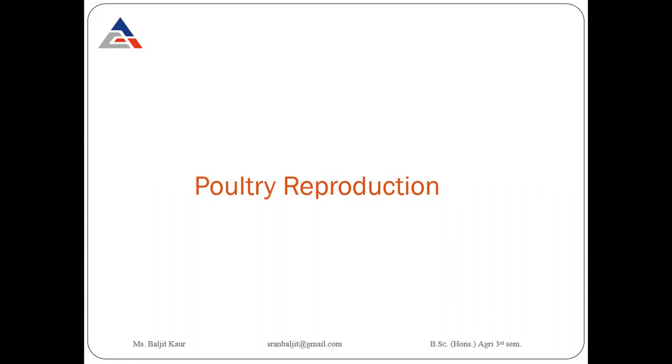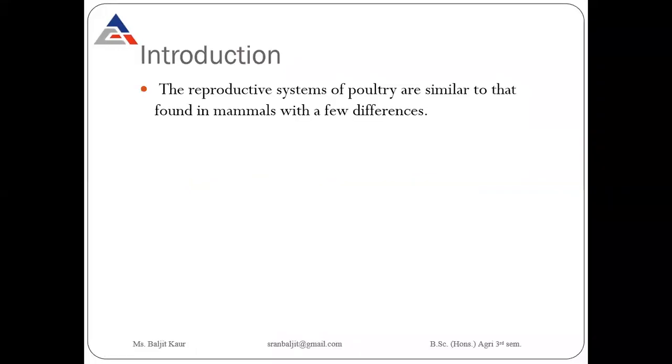Okay, good afternoon everyone. Today's lecture is about poultry reproduction. In the previous lecture, we discussed the reproductive system in livestock, and in this lecture, we are going to discuss the reproductive system in poultry. The reproductive system of poultry is similar to that of mammals, with very few differences.